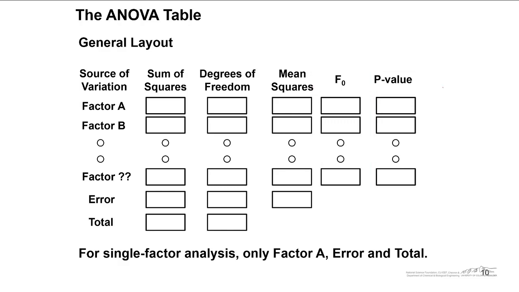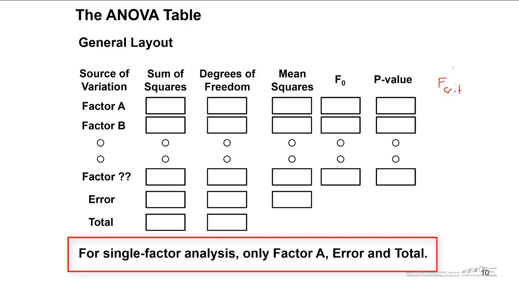Sometimes over here on the far right, we can calculate a critical F value. So you'll see that presented in some ANOVA tables. This ANOVA table is very similar to the ANOVA table we created when we talked about regression. For single factor analysis, we only have the factor A and error and total.